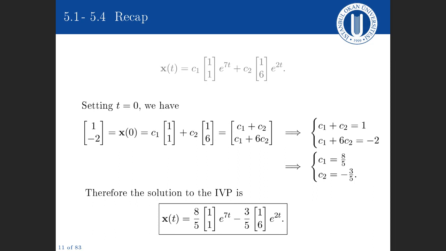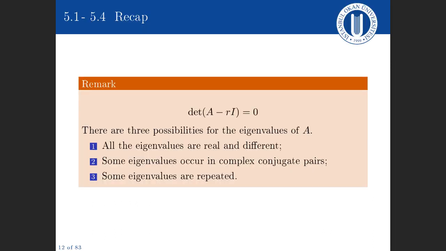Okay, that's the easiest case, but there's actually 3 cases we should be thinking about. There's 3 possibilities for the eigenvalues of a square matrix A. Either all the eigenvalues are real and different, or some of the eigenvalues occur in complex conjugate pairs, or some of the eigenvalues are repeated. The two examples I've shown you so far are both from case 1. That's the easiest case.